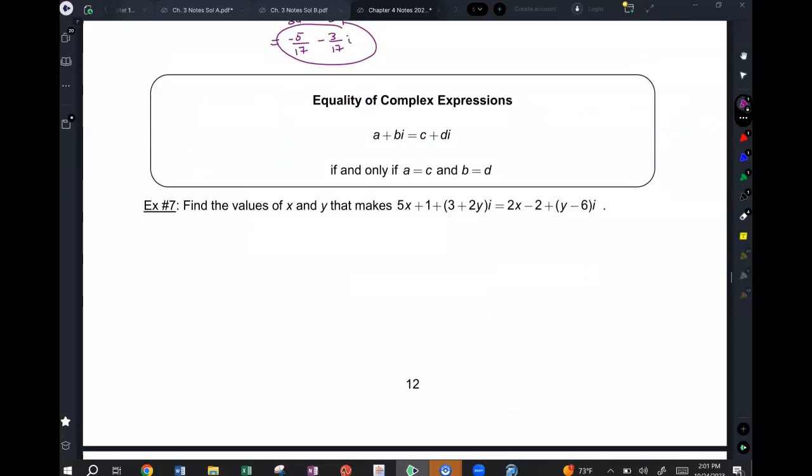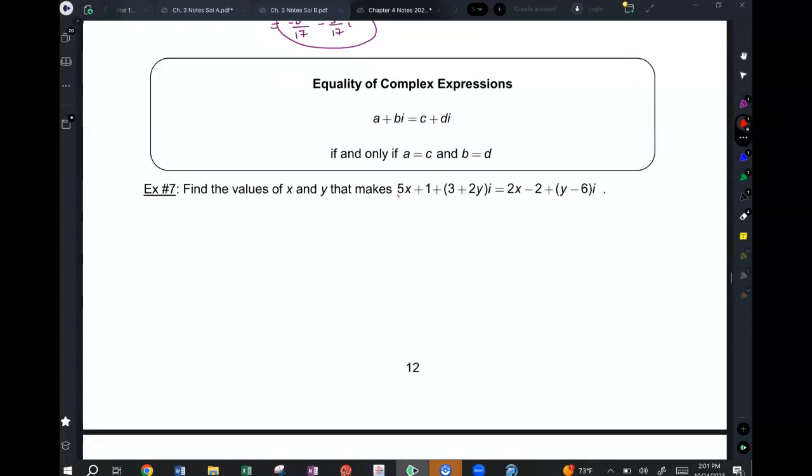Complex expressions can be set equal to each other. If you have two complex expressions that are equal to each other, you can set the real parts equal to each other and you can set the imaginary parts equal to each other. Okay? So find the values of x and y that make this true. In order for this to be true, the real parts have to be equal to each other and the imaginary parts have to be equal to each other.